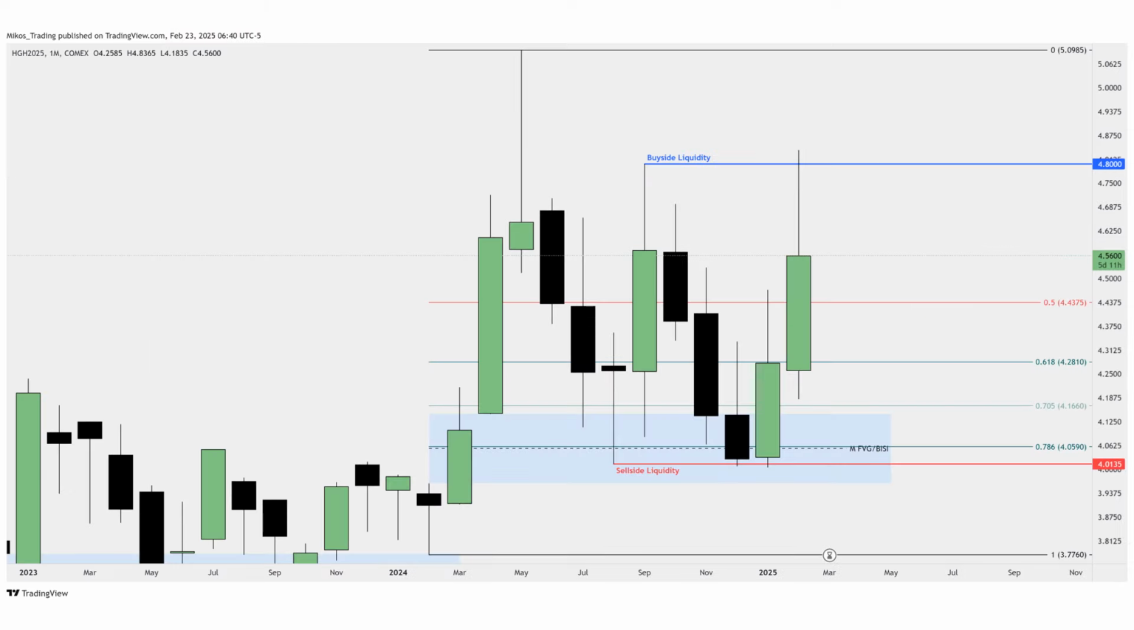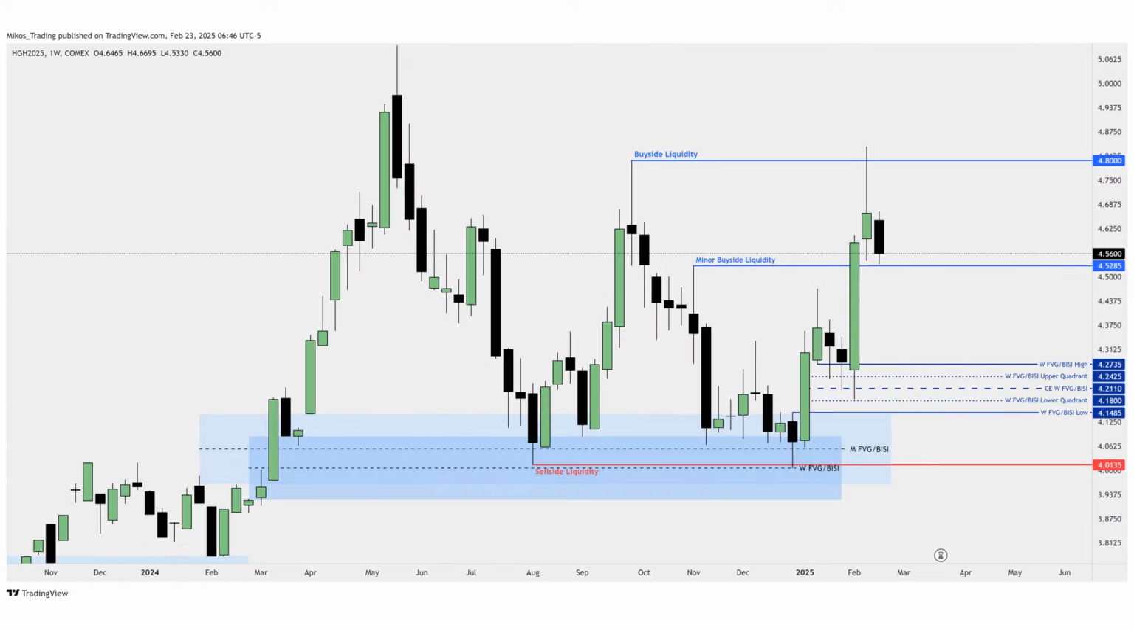Here we can see that January closed with a large up-close candle that was followed by a bullish February candle that took out the monthly buy-side liquidity pool and retraced from the candle's high after that. Here is the weekly chart. We see that price retraces into the weekly fair value gap and explodes higher after that.